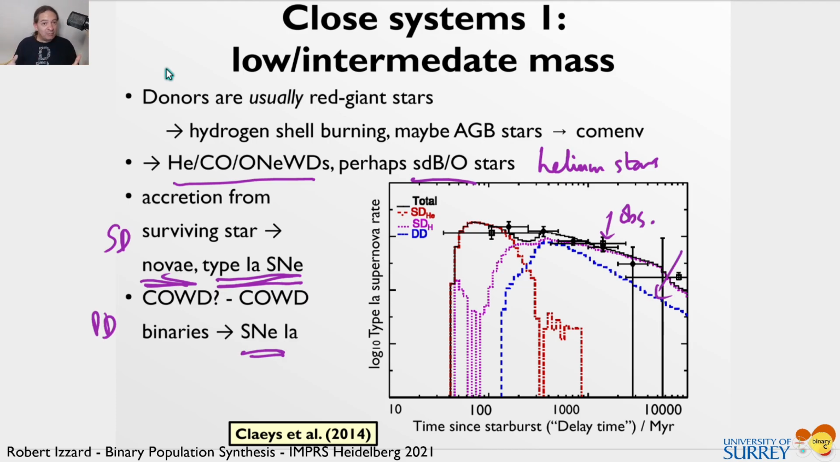So we can make the models agree reasonably well. I think there are still discrepancies and still things we don't understand about 1As. For example, if you go to observe them, you don't tend to see the companions, which you should, which is a problem.